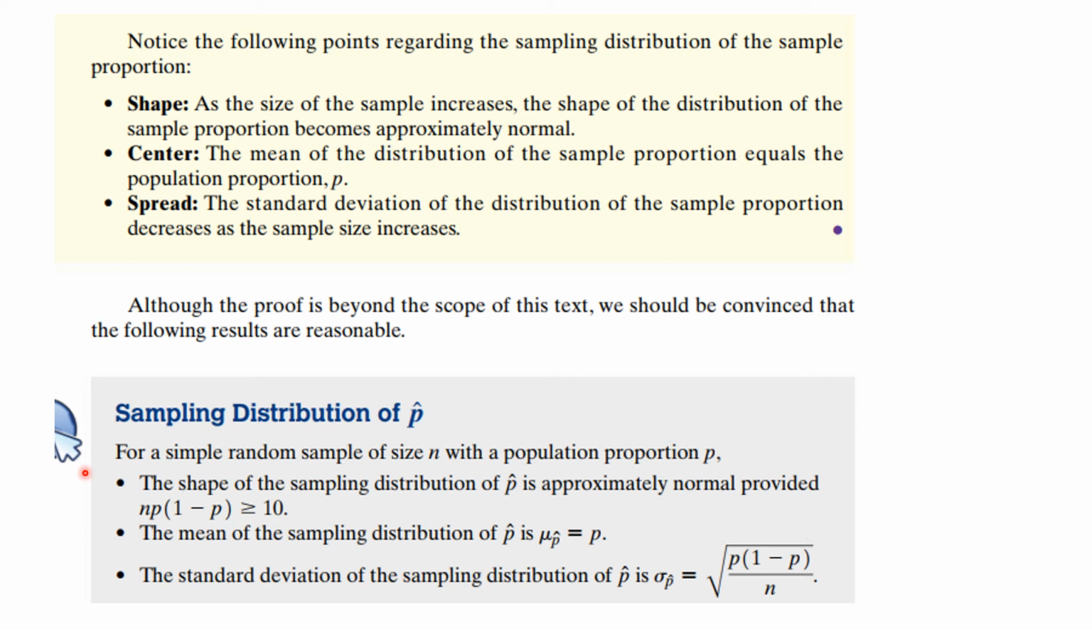For a simple random sample of size n with population parameter p, the shape of the sampling distribution of p hat is approximately normal provided that n times p times 1 minus p is bigger than or equal to 10. The mean of the sampling distribution of p hat is mu sub p hat equals p, and the standard deviation of the sampling distribution of p hat is sigma sub p hat equals the square root of p times 1 minus p all over n.